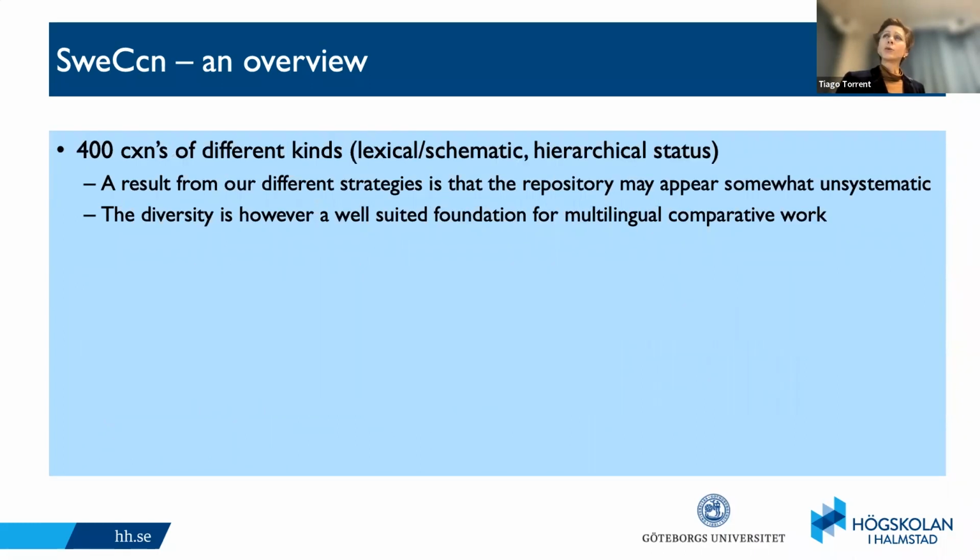So in total, now we have around 400 constructions, and they are of different kinds. Most of them are semi-schematic, and they are of different hierarchical status. Many of them are quite, how do you say, further down in the hierarchy. So there's a great diversity, but we also think that might be a plus when doing comparative work. We have different kinds of constructions.